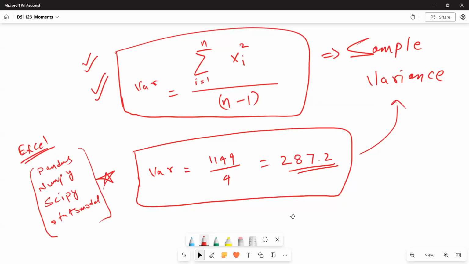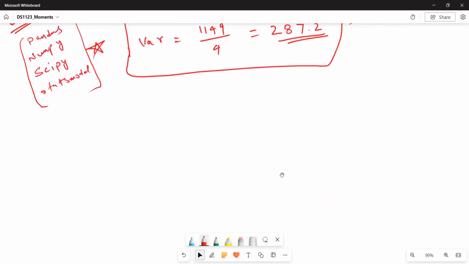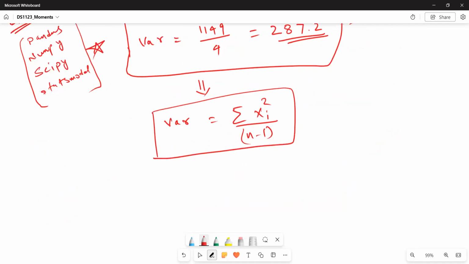All right. Now there is one more catch, and we'll also introduce this variance. Look at the formula for variance: this is xi square divided by n minus 1. This formula of variance has a very large dependency on the mean of the data, because if the mean of the data changes, my variance will also change.